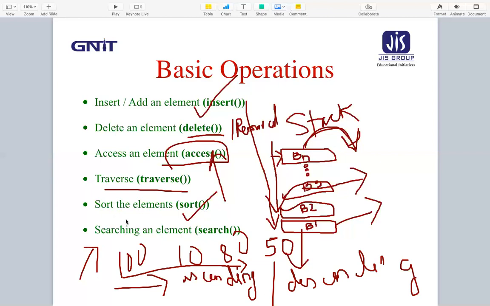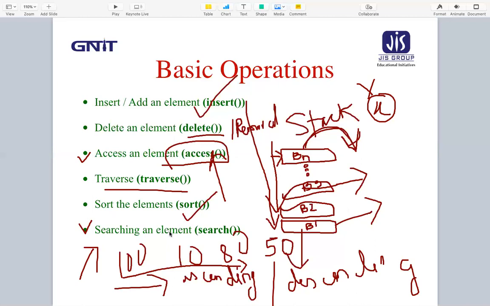So what is search and what is the difference between access and search? See, in case of a search, you will be given an element X and you will be told to search that in the given data structure. Well, in case of accessing, no element will be given. And you have to maybe access an element based on a given index or based on something, or simply randomly you have to access an element.